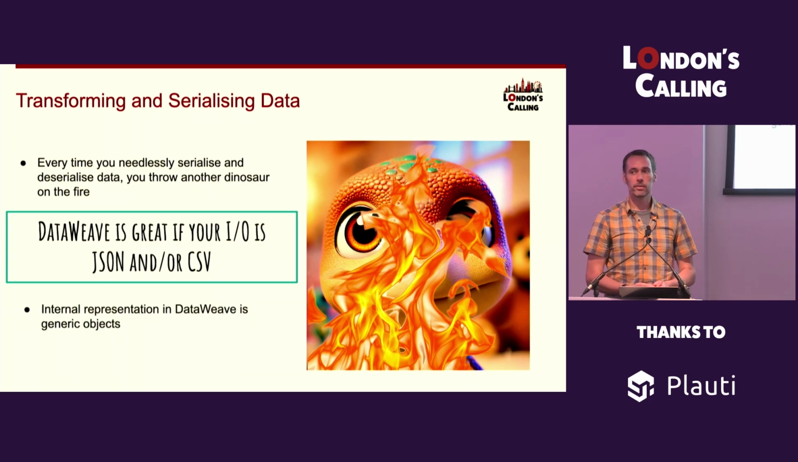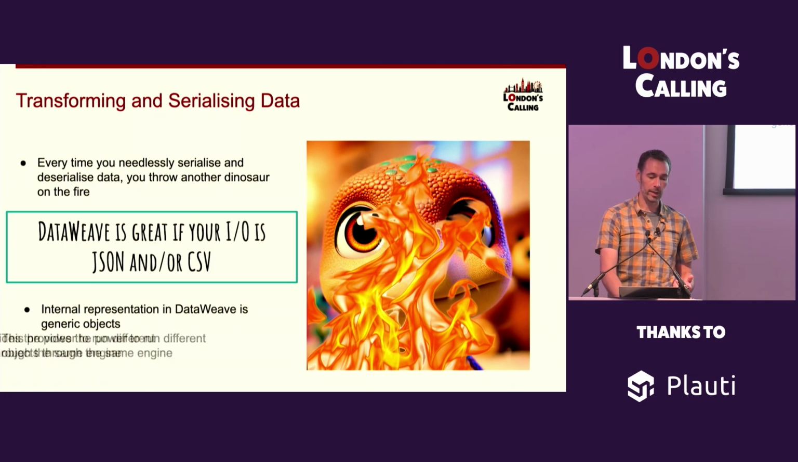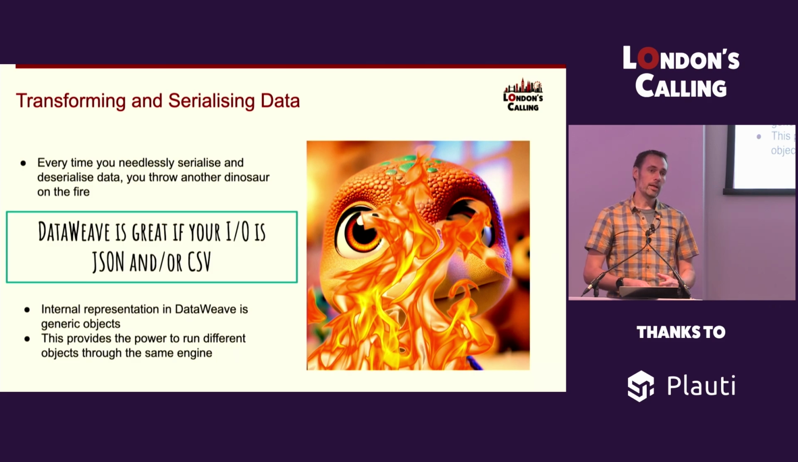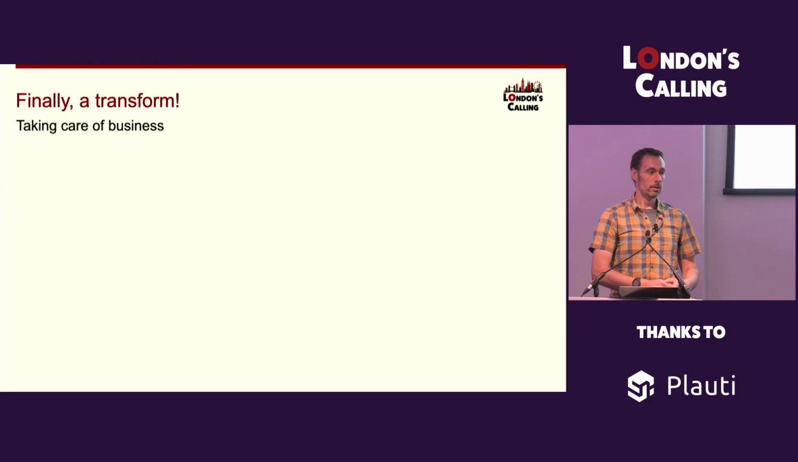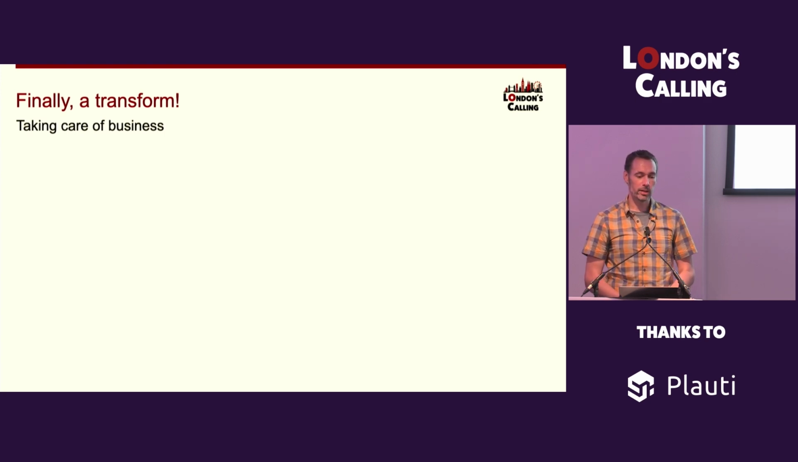And one of the other things on the plus side of DataWeave is that it has an internal representation of objects in a very generic way, and because it's a functional language, it gives us the potential of being able to write a DataWeave script that is very generic and can handle lots of situations and doesn't need modification in the future. So finally, having said that this was about transforms and then going on about comparing field changes, let's do a transform in DataWeave.